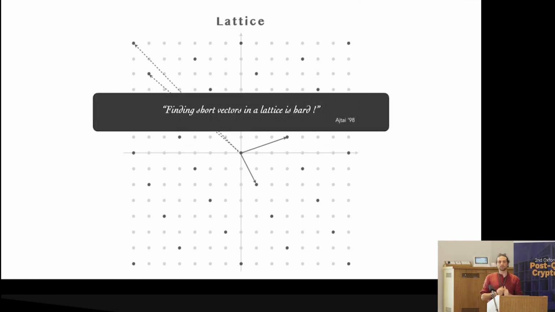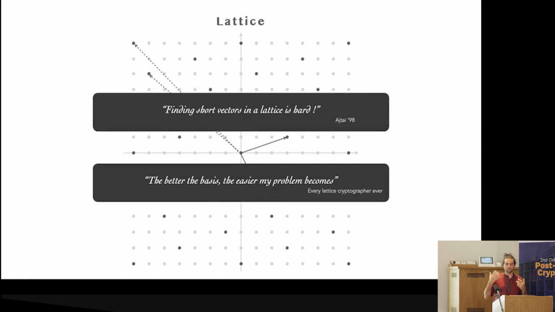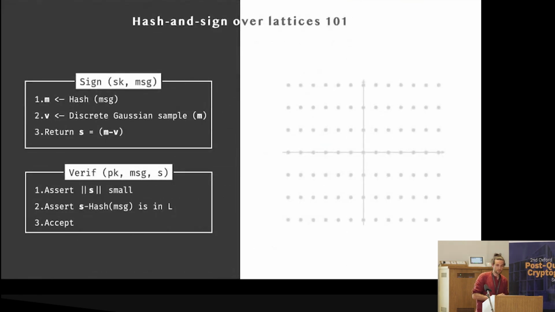The first thing you need to remember about lattices is that if I want to find a short vector in an arbitrary lattice in high dimensions, this should be a hard problem. Ajtai stated that in '98. That's the foundation of why we're using lattices in crypto. The second thing is that if you have a problem, whatever it is, like CVP, SVP, Gaussian sampling, you want to use a good basis because your problem becomes easier with a better basis. This is a motto that every lattice cryptographer has used since basically 2000-ish. That's the only thing you need to know about lattices for the rest of this talk.